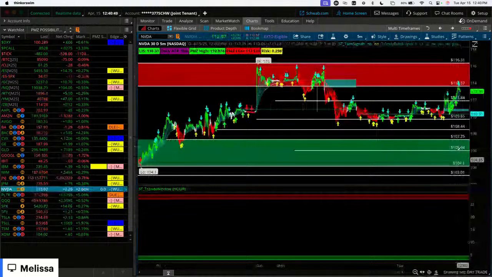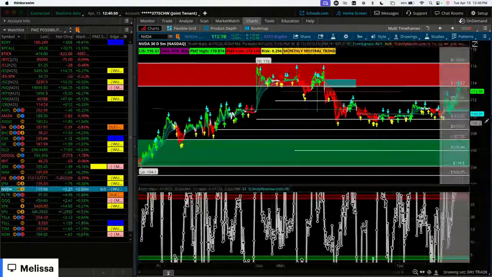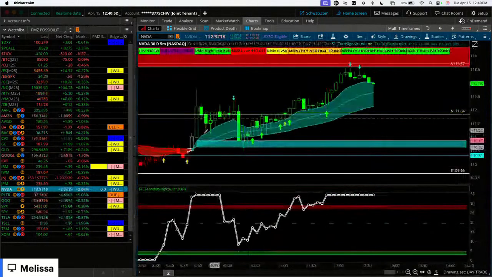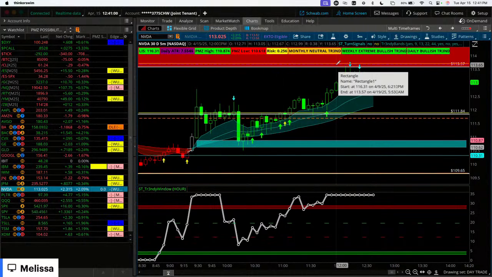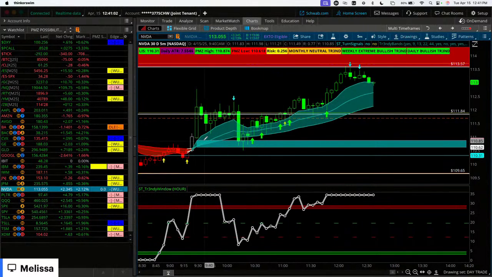I then go to my NVIDIA day trading chart, which I set these charts up every single evening and then adjust them as needed whenever I wake up. So I can see where the PMZ is at on NVIDIA. I can see where my target is at on NVIDIA.